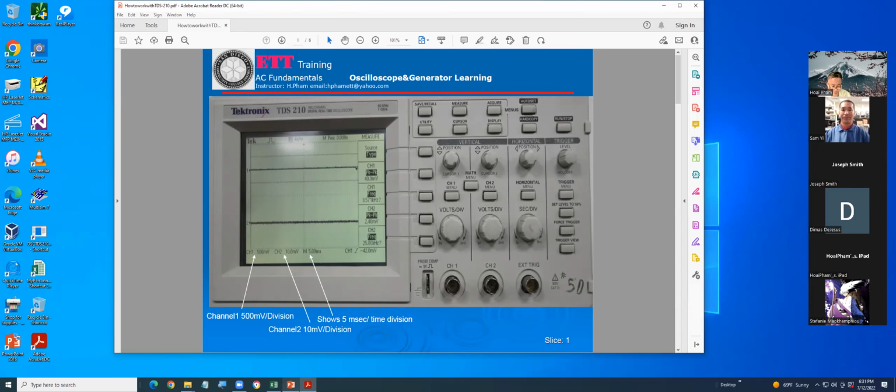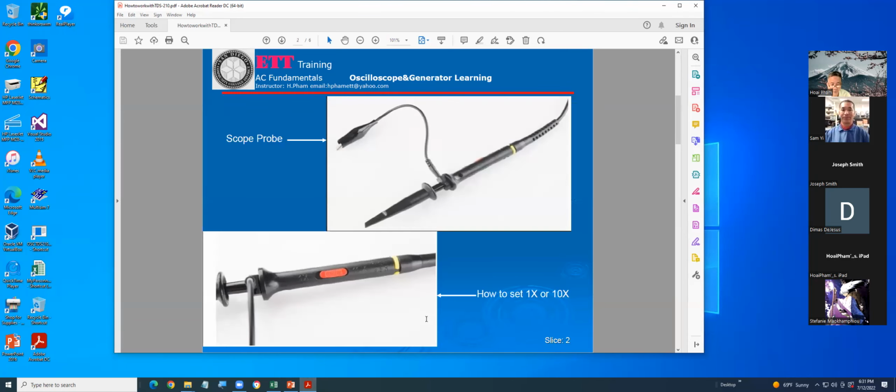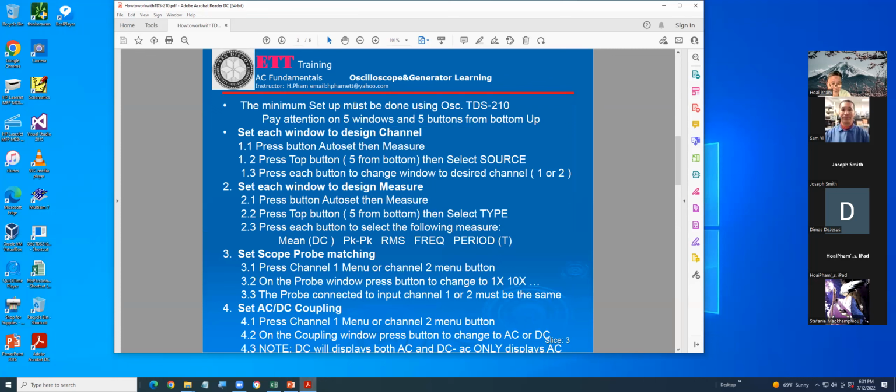How to do it? They tell you here: set each window to the designated channel. First press the button Auto Set, then Measure. Then press the top button, 5 from the bottom, to select the source. Then press each button to change the window to the designated channel, channel 1 or channel 2.